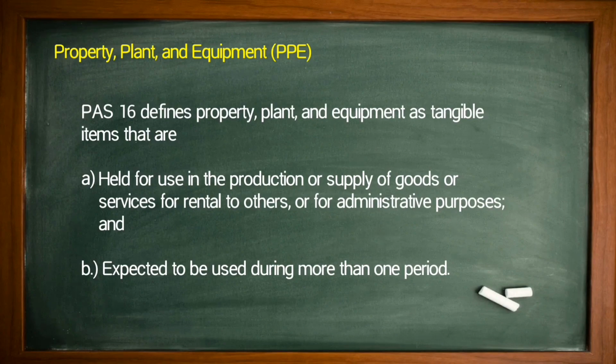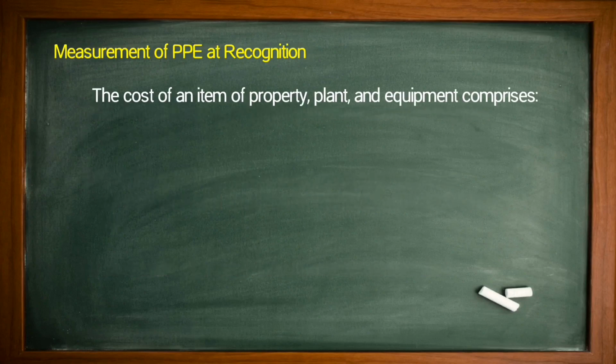And next is the measurement of PPE at recognition. So, an item of PPE should be recognized as an asset if makakapagbigay ito ng benefits na makakatulong sa flow ng entity and the cost of the item can be measured reliably. So, the cost of an item of property, plant, and equipment comprises A.